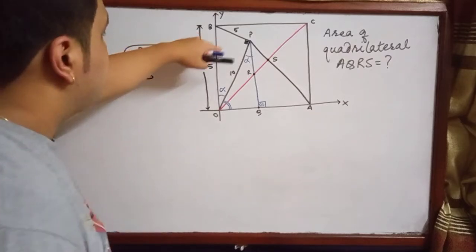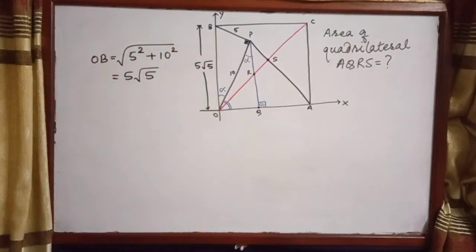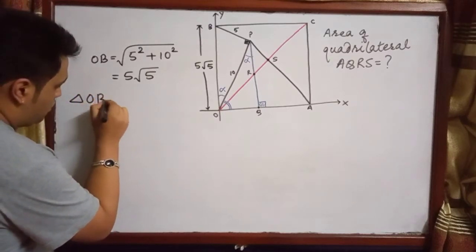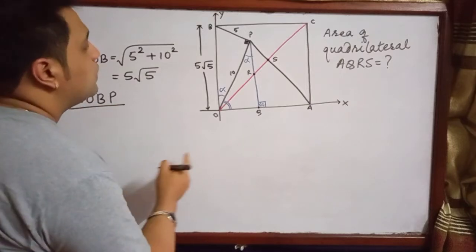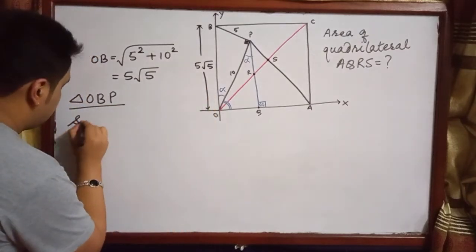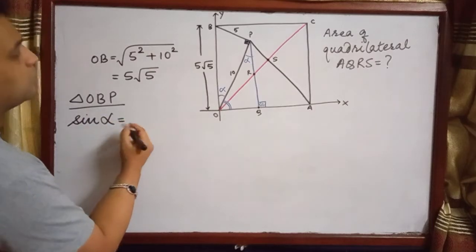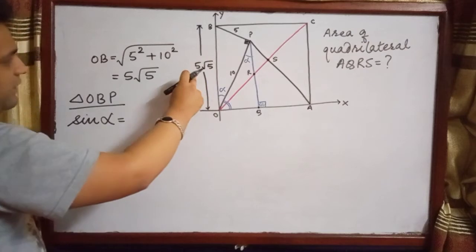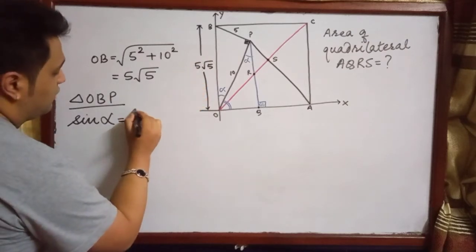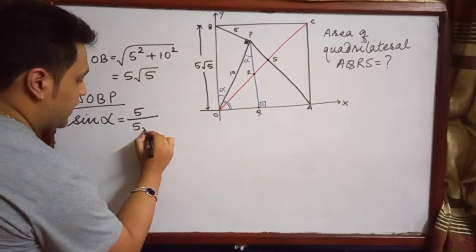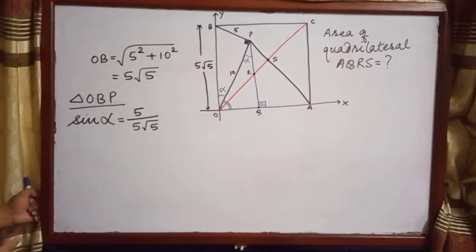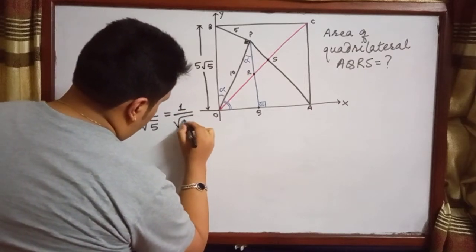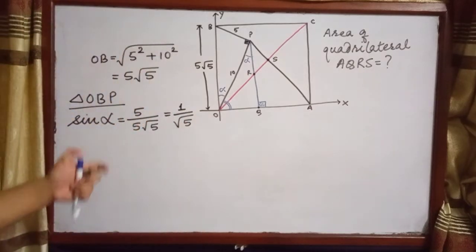Now from triangle OBP, what we get is sine alpha is equal to 5 over 5 root 5. So this is basically equal to 1 over root 5.